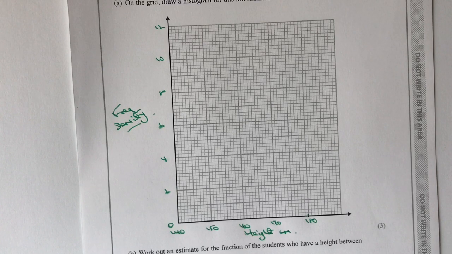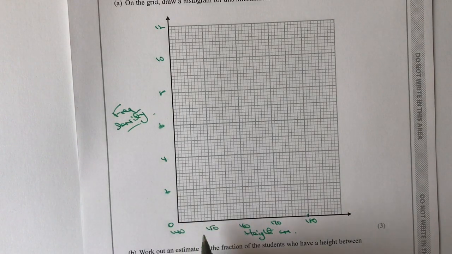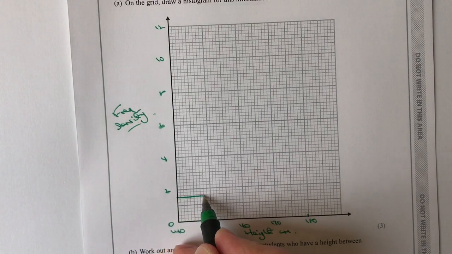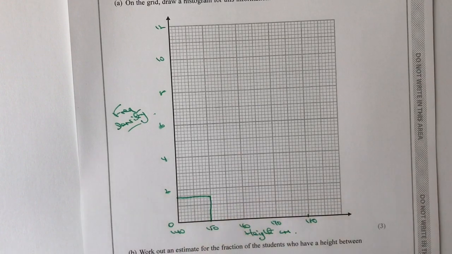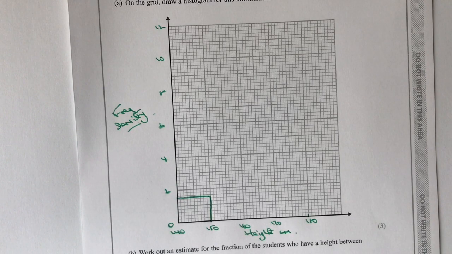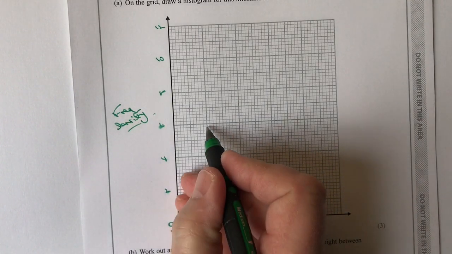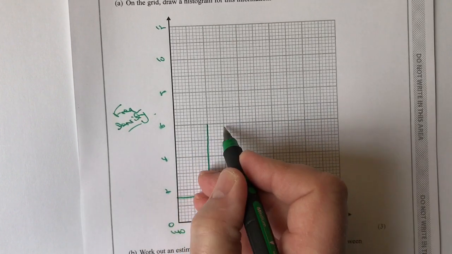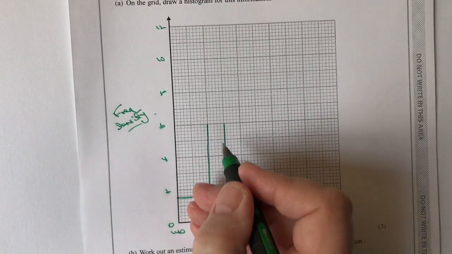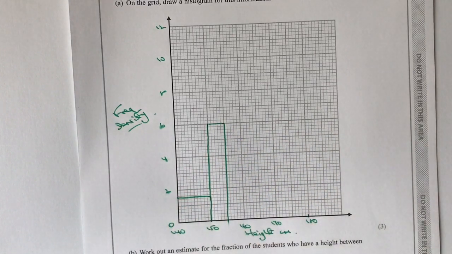So the first value is that I've got a frequency density of 1.5, and I've also got a class width of 140 to 150. So 140 to 150 is here, and 1.5 is about there. Okay, so that's going to be my first value. Now I'm not using a ruler for this, so hopefully it's going to turn out okay. My second one is a frequency density of 6, and I've got a class width of 5. So actually it's going to go to here. So I've got 6, something like that. Okay, and that's going to be my second block.